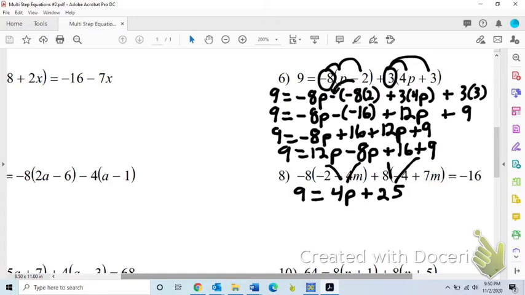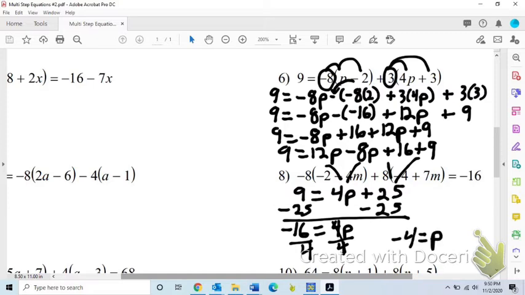So 12p minus 8p gave me 4p. 16 plus 9 is 25. So now I have 9 equals 4p plus 25. I'm going to subtract 25 from both sides. That gives me negative 16 equals 4p. Divide both sides by 4, and I get negative 4 equals p.